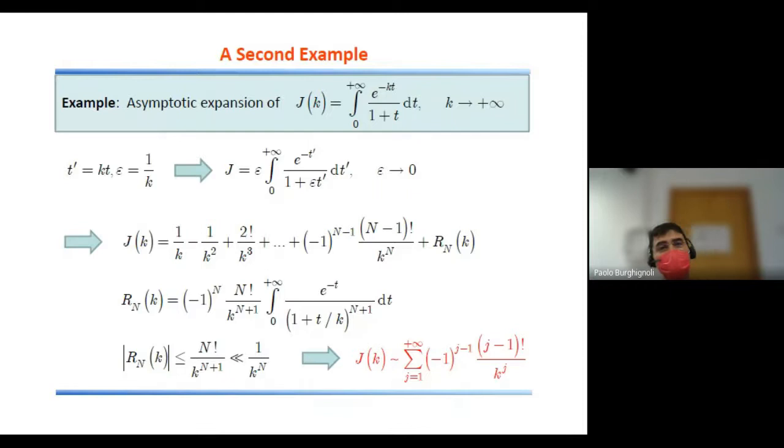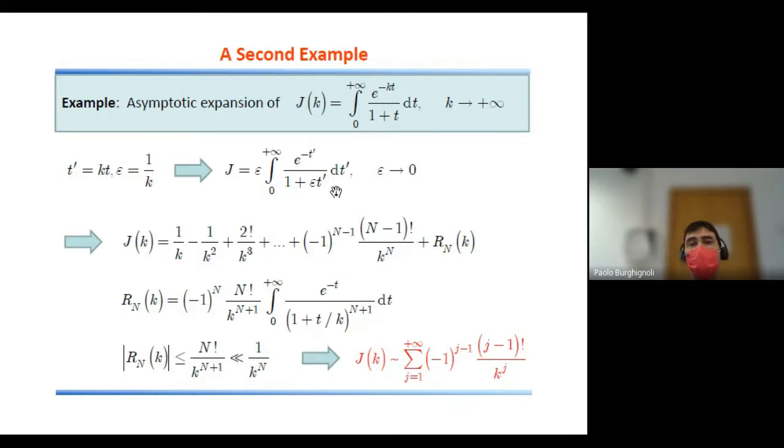Another example is related to an asymptotic expansion of the function J of k, where now k goes to infinity. The integrand of the integral that goes again from 0 to infinity is similar to the previous one. Now the parameter, however, is in the exponent of the exponential. However, by a simple change of variables, we can reduce ourselves to the previous case, because by letting t prime equal to k times t, and epsilon equal to 1 divided by k, the reciprocal of k, we see that in the limit when k goes to infinity, the new parameter epsilon goes to 0. The integration limits remain the same, and now the exponential becomes e to the minus t prime in the numerator. In the denominator, we obtain 1 plus epsilon t prime, and there is also an epsilon factor that pops out of the integral because of the Jacobian.